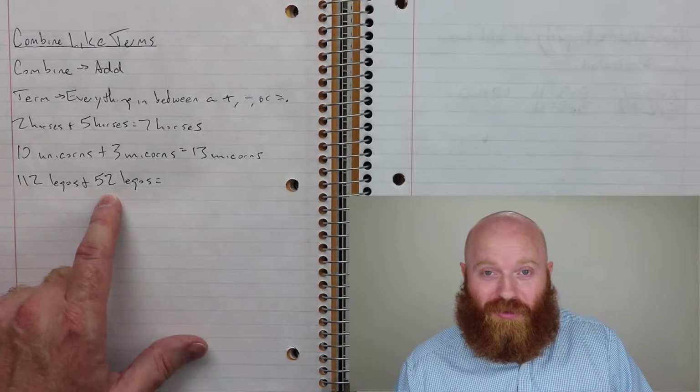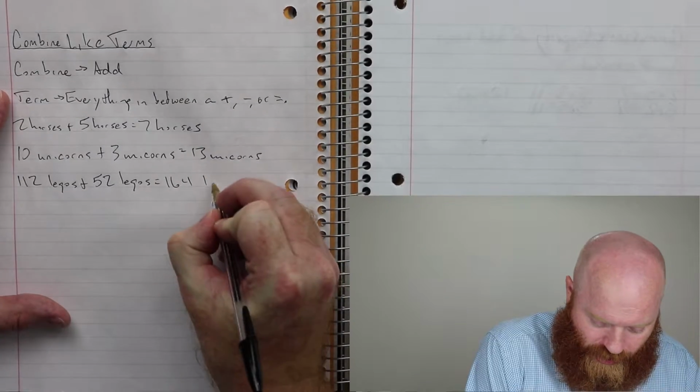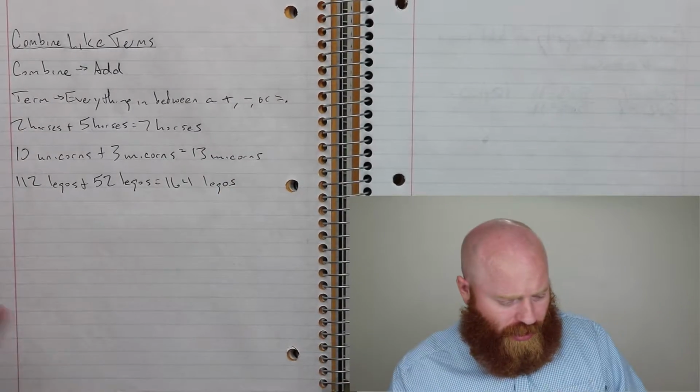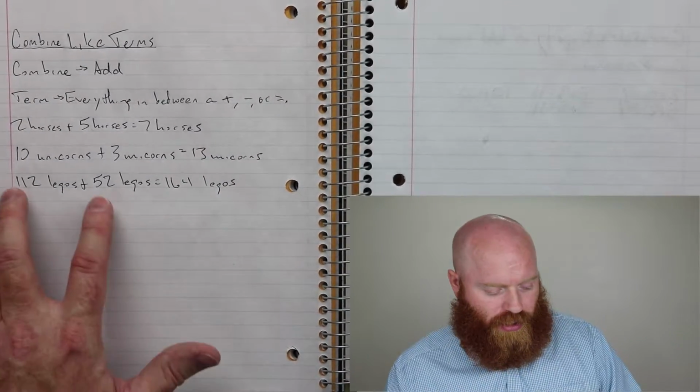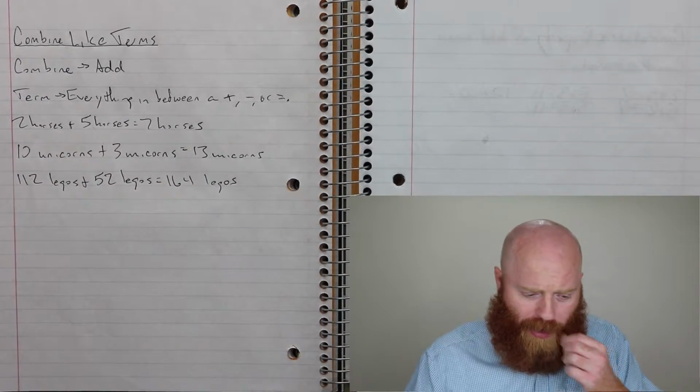Okay, 112 Legos plus 52 Legos. That's 164 Legos. Okay, so you understand what's going on. You add the numbers and keep the term the same. It's going to get more complicated than this, but let's talk about it.